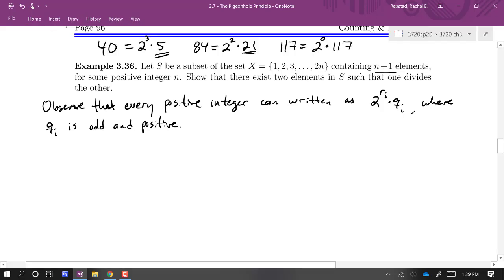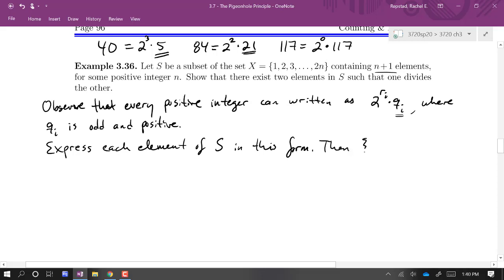We're going to express each element of S in this form and then basically look at the collection of these q sub i's that we have. So let's express each element of S in this form. So this will generate a set of those q sub i's. So I've got q1, q2, q up to qn, and qn plus 1. So S contains n plus 1 elements, so I'm going to have n plus 1 of these q's. So this set contains n plus 1 positive odd integers.